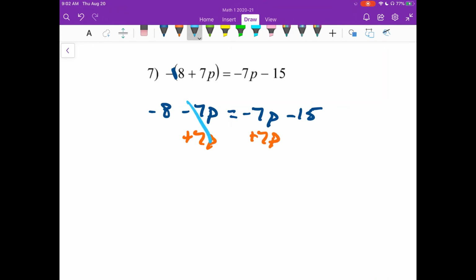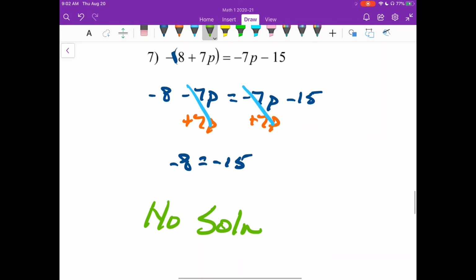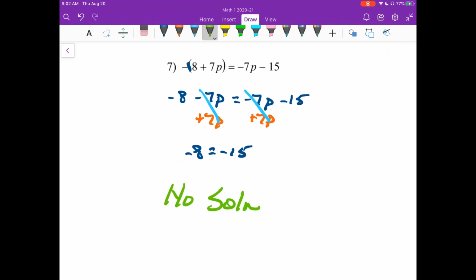Okay, they both cancel, and I'm left with negative 8 equals negative 15. Well, that doesn't make sense. So I might go back and look at my work again and see, no, I haven't messed up. This is going to be a special case. This is where no solution, right? Because negative 8 does not equal negative 15, and it never will, never has. So we have no solution.